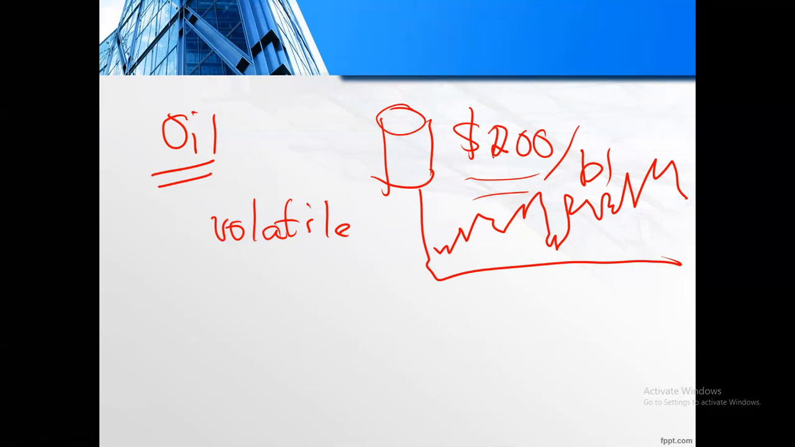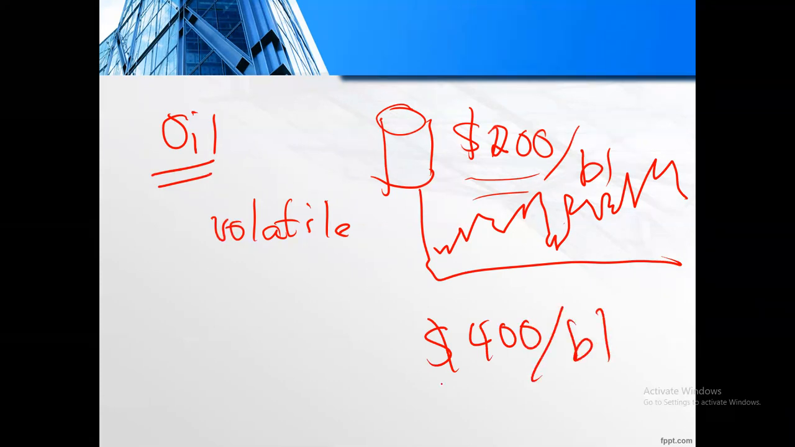Paano kung yung raw material naging $400 per barrel? Okay? Naging $400 per barrel. Nag times 2. Paano kung nag-promise sila dun sa buyer na they're going to sell that product at a certain price. Patay na yung profit nila. Patay na yan. Kasi 400 per barrel na.